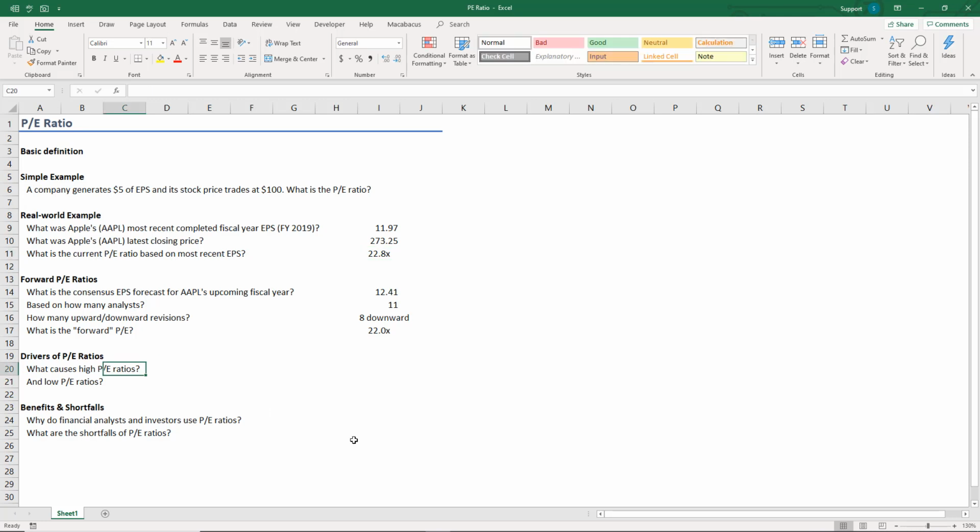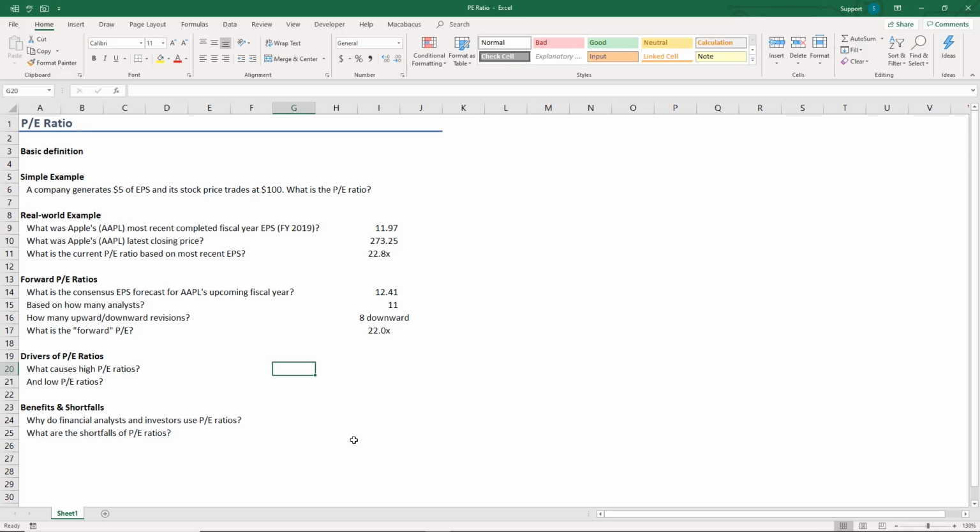Let's discuss the drivers of PE ratios. Why would a company have a high PE ratio? Well, the 2 main reasons a company would have a high PE ratio, meaning that investors are willing to pay more for every dollar of earnings, is that those earnings are expected to grow. That's a very strong reason. If you expect a company's earnings to grow, you'll probably be willing to pay more for today's earnings or even next year's earnings in hopes that those earnings grow, and in the future you're essentially paying less. So growth is one of the biggest factors, if not the biggest factor.